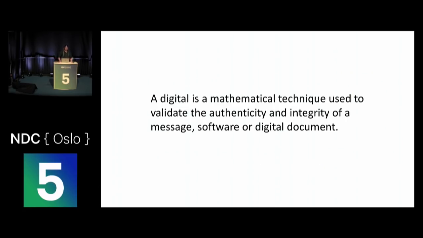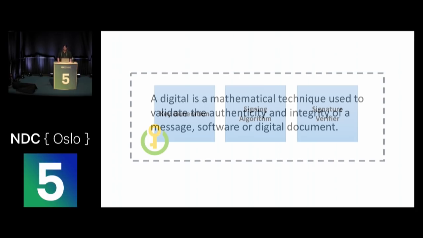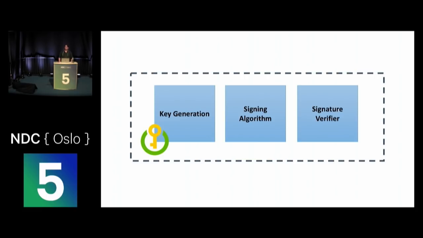So a digital signature is a mathematical technique used to validate the authenticity and integrity of a message, software, or digital document. Now, when we create digital signatures, there's 3 main operations that we need. So first of all is key generation. We've already seen how to do that. We've done that in pretty much every demo we've looked at this afternoon. You need a signing algorithm, and you need a verification algorithm, both of which are provided by Azure Key Vault by default.